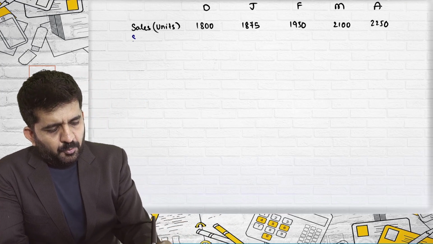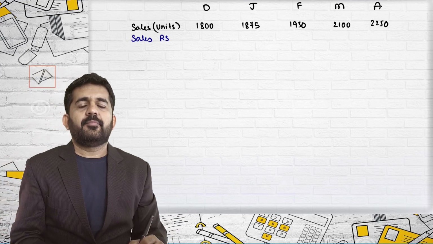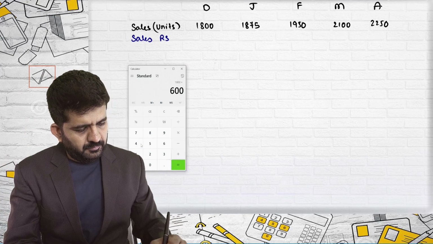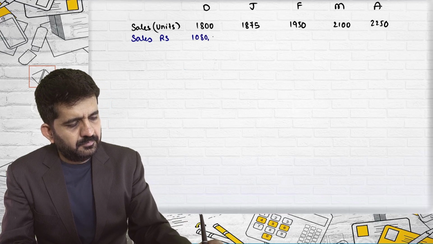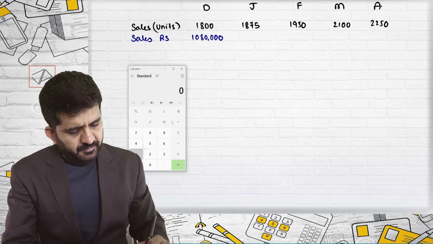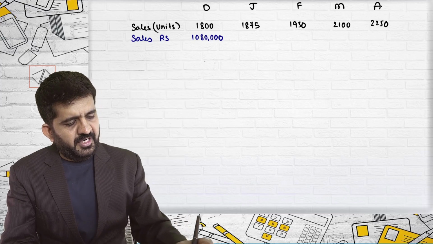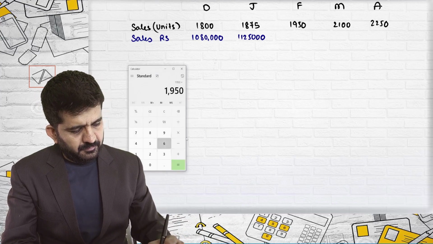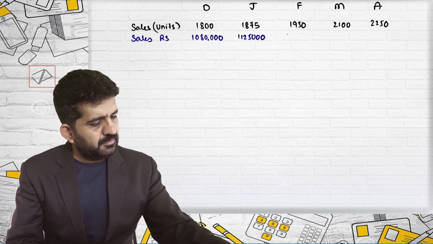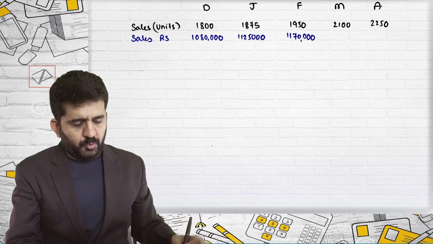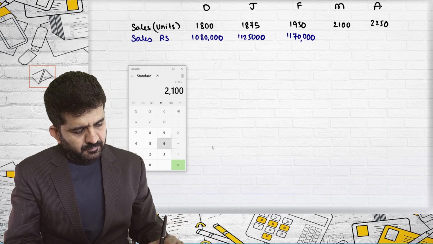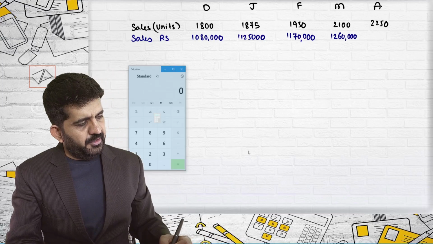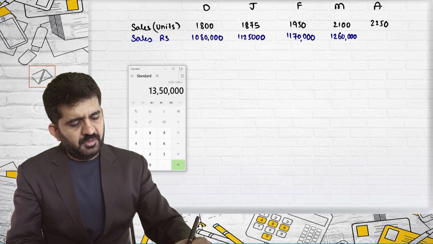I can easily find out sales in rupees. 1800 into 600, 10,80,000. 1875 into 600, 11,25,000. 1950 into 600, 11,70,000. 2,100 into 600, 12,60,000. And 2250 into 600, it is 13,50,000.